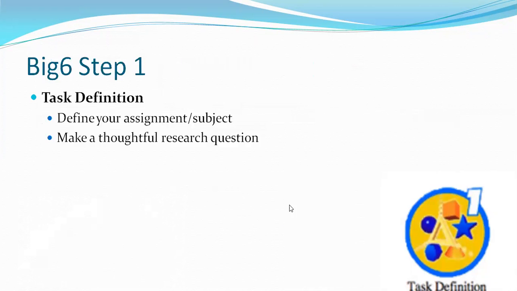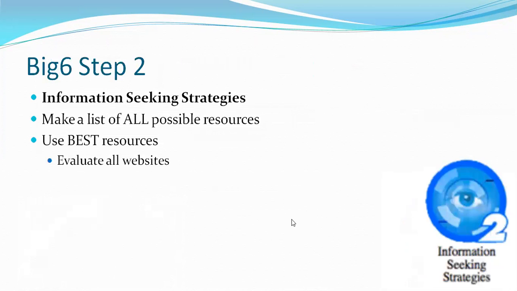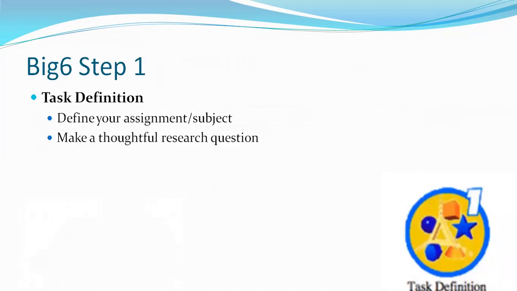So let's talk about Big Six step one. Task definition. So this is when you define your assignment or the subject that you're researching. So you're going to make a thoughtful research question. And this is a good time to think about what you already know regarding the topic and what new information you're interested in. So time for the KWL charts. And a thoughtful research question is a question that shouldn't be easily answered by Google.